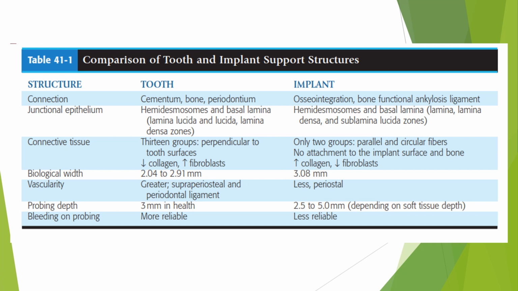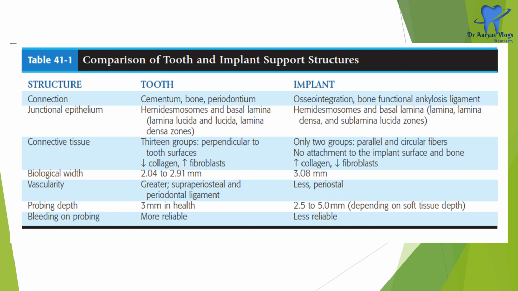Then connective tissue in tooth, there are 13 groups. It's perpendicular to tooth surfaces, less collagen and more fibroblast. But in implant, only two groups are there, parallel and circular fibers. And no attachment to the implant surface and bone. And there is more collagen and less fibroblast.